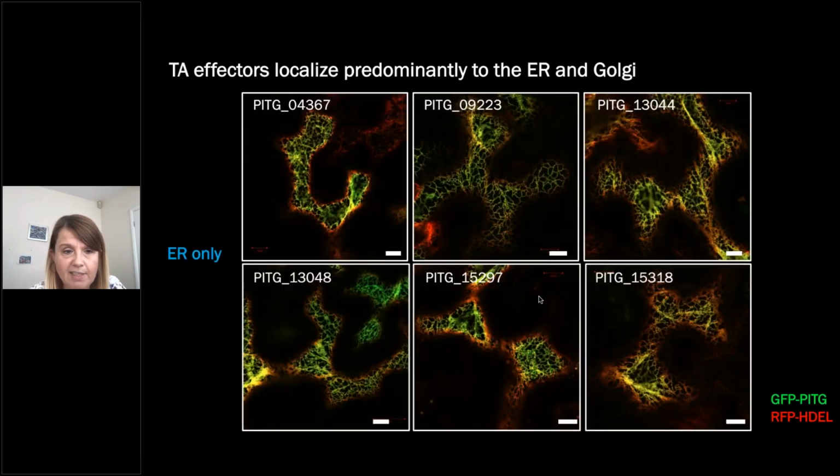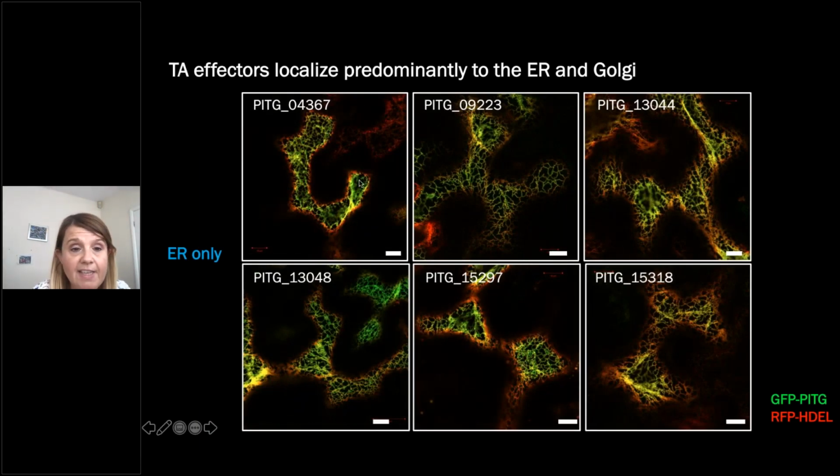And we were reasonably successful. So we showed that of our 14 cloned RxLR effectors, 6 of them localized exclusively to the endoplasmic reticulum. These images just show the effector fused to GFP and co-expressed with the ER luminal marker RFP-HDEL.